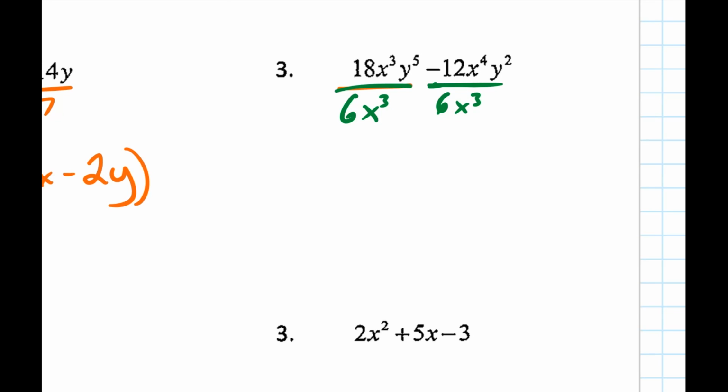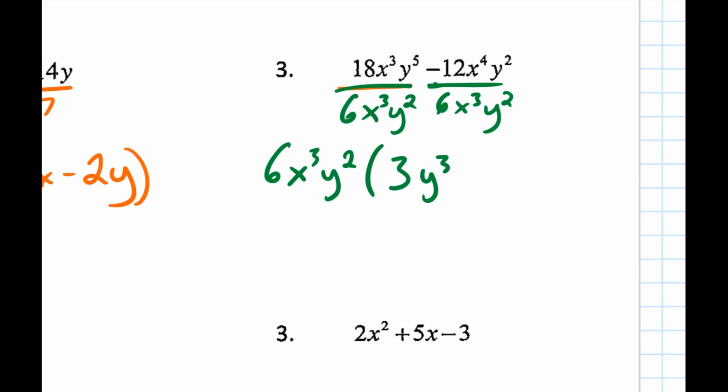If I try to take out more than 3, then I couldn't take more than 3 out of the first one. When I look at y's, how many y's can I take out of each? And the answer is 2. 2 is the most I can take out of this one. So that's the one I'm going to take out of both of them. Now, if I take that out, that means we're going to pull that onto the front. 6x to the third, y squared. And then in parentheses, we're going to end up with 3y to the third minus 2x, close parentheses. And that's it. That's all there is to it on this factoring by greatest common factor.